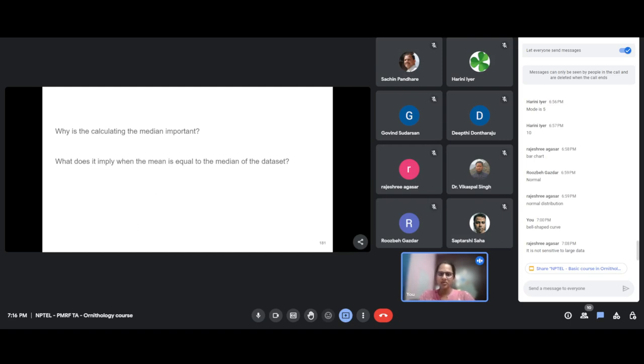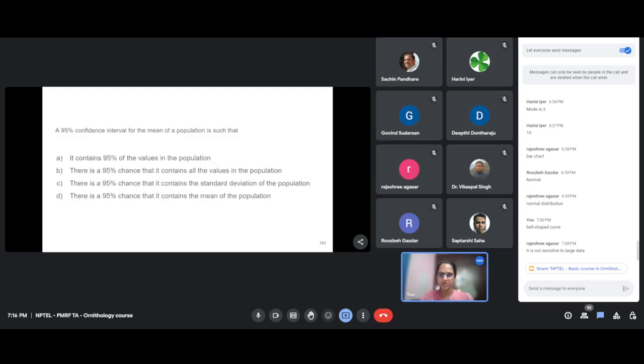Okay, so I think we already did mean is equal to mode, what it means. So it means that, yeah, the data is normally distributed. Okay, let's go to the next question.